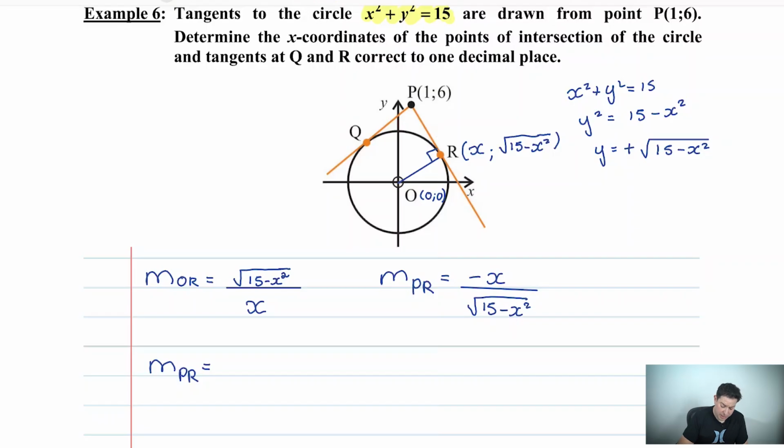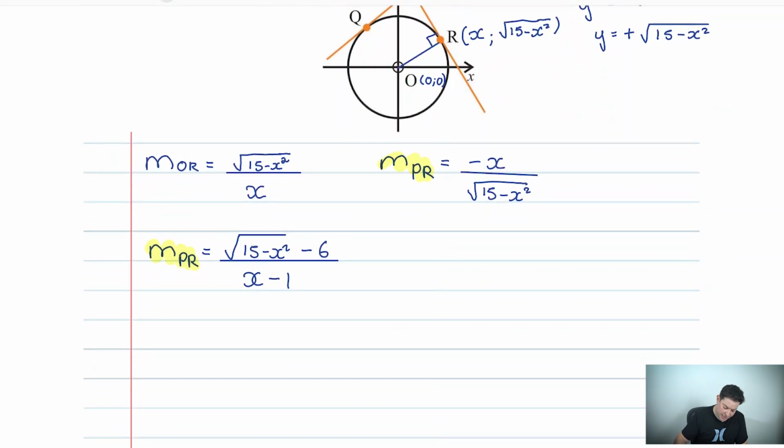So y2 minus y1 over x2 minus x1. So we're going to have the square root of 15 minus x squared minus 6, all over x minus 1. Now both of these equations represent the gradient of PR, so they are in fact equal to each other. We're now going to solve simultaneously for x. And this is where the maths gets a little bit tricky. Be careful not to make a silly mistake.